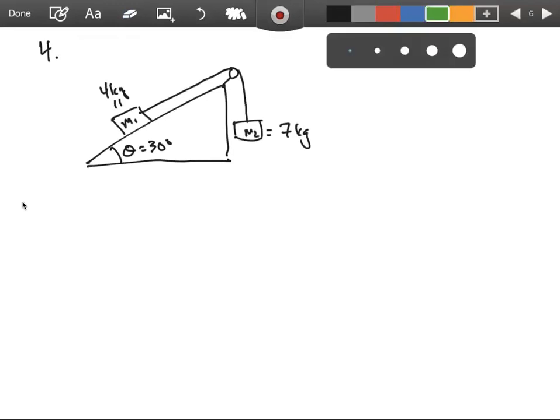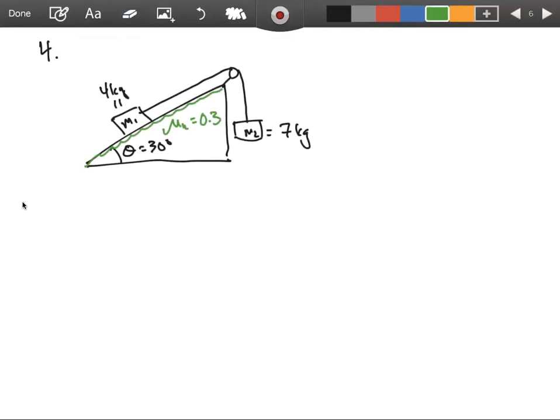But the difference now is that I do have friction along the plane, where the coefficient of kinetic friction is equal to 0.3. So now what I want to do is redo the problem and see what happens to the acceleration. All I want to know, again, is the magnitude of the acceleration, as this now has a friction force.